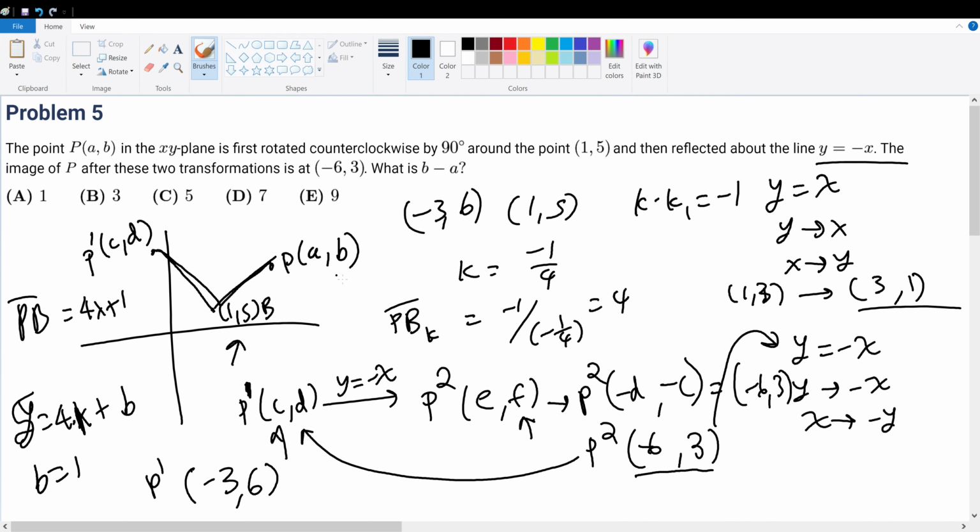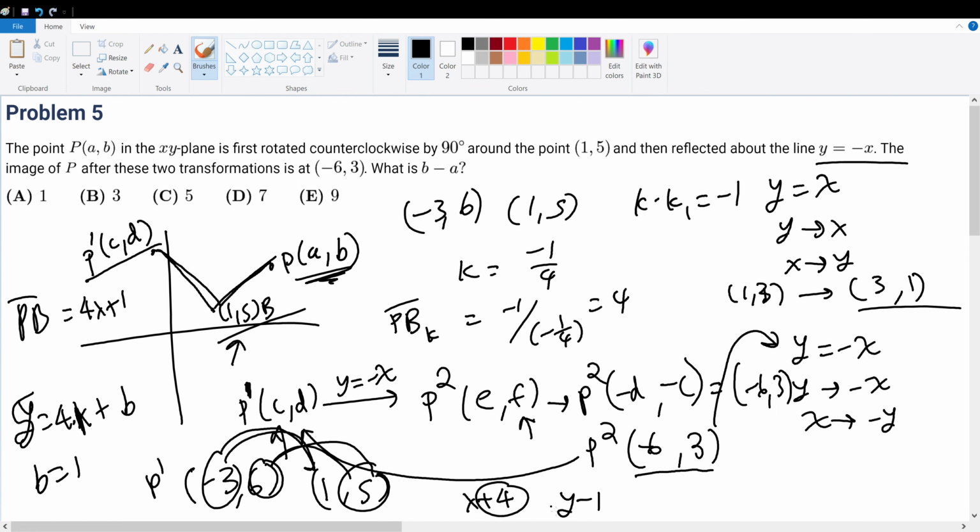And now we don't know what this point is, right? But we can tell by the relationship of P1 with B. So P1 is (-3, 6), and we know (1, 5). Well, how do we relate these two points together? To get from one y to the other y, we subtract 1, and x you add 4. So you add 4 and then you subtract 1. And then in this case, instead of that, it would be the opposite. So it would be going right by 1, and up by 4. So right by 1 becomes 2, up by 4 becomes 9.